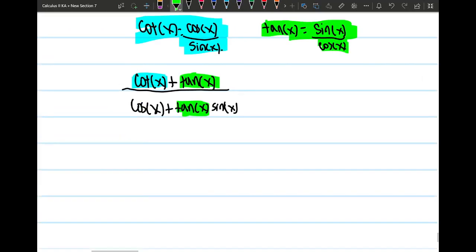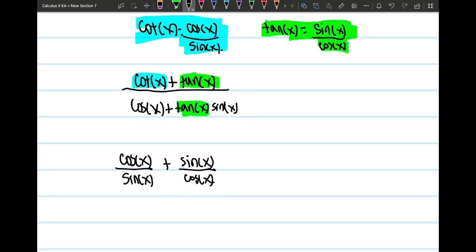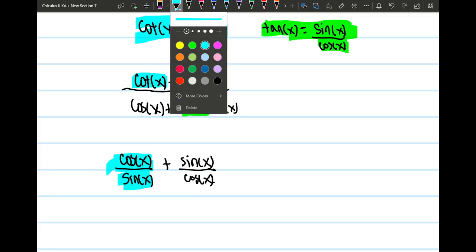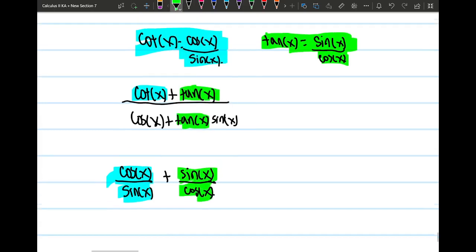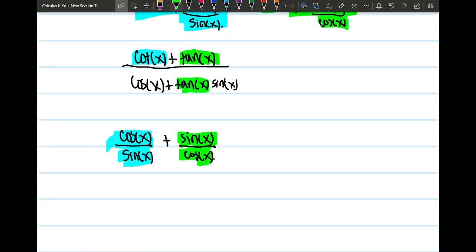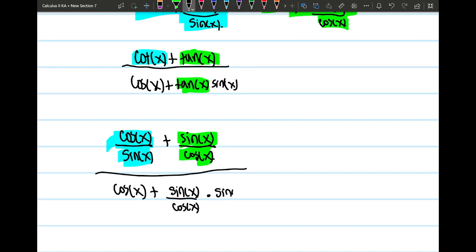What we're gonna do here is go ahead and do cosine x over sine x plus sine x over cosine x. So basically, I'm plugging in these two things here. That was cotangent, this is tangent, and then on the bottom we're gonna put cosine x plus, and again it's gonna be sine x over cosine x times sine x. So this would kind of go on the bottom here.